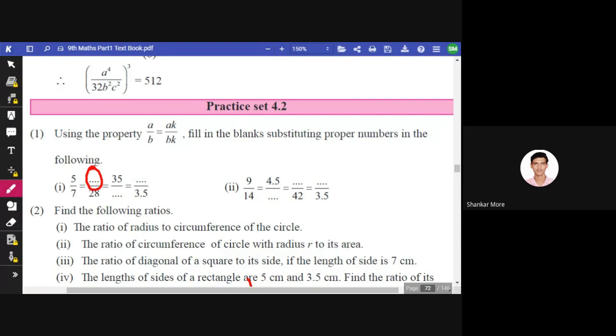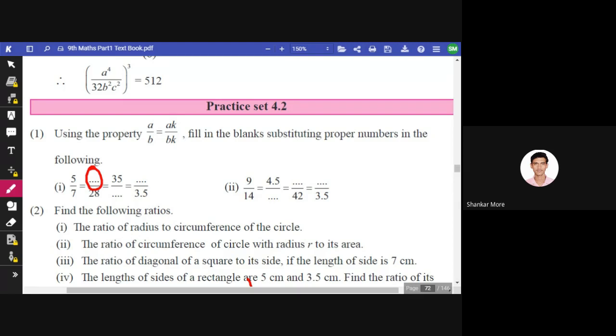7 multiplied by 4 would be 28, meaning here what is the value of k? It is 4, right? The value of k is 4. So we also have to multiply 5 by the same k. So 5 into k, that is 5 into 4 is equal to 20, isn't it? So 20 by 28 will be the correct answer. Now for the third one, multiplied by 4 exactly.